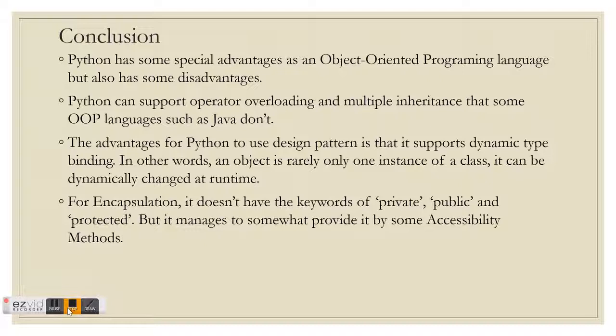So in conclusion, Python has some special advantages as an object-oriented programming language, but it also has some disadvantages. Python can support operator overloading and multiple inheritance that some OOP languages such as Java don't. To clearly specify, Java doesn't allow you to do that; it has been designed to not let the user do that. The advantage for Python is that it supports dynamic type binding. In other words, an object is rarely only one instance of a class, so it can be dynamically changed at runtime. We can't do that in Java, as it is a compiled language.